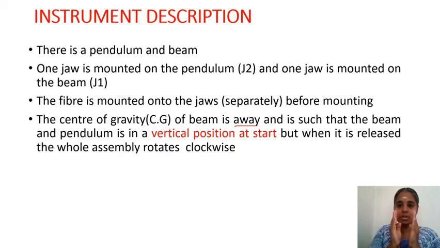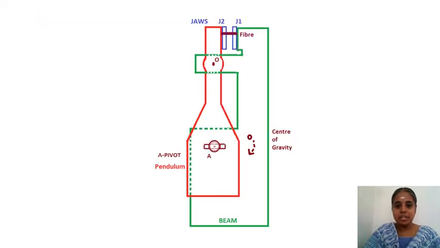If you release the beam, then it will start rotating clockwise. The center of gravity of the pendulum is here. The center of gravity of the beam is here. Both are in vertical position at the start. When you release, then the beam, which is heavy, will move in the clockwise direction as its center of gravity is away.